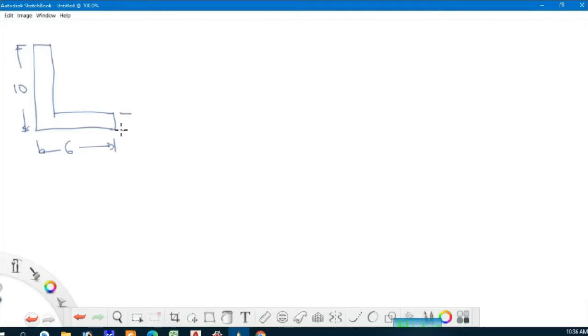and the thickness of this is 2 centimeters, and this is also 2 centimeters. Okay, you need to locate the centroid. Locate the centroid.